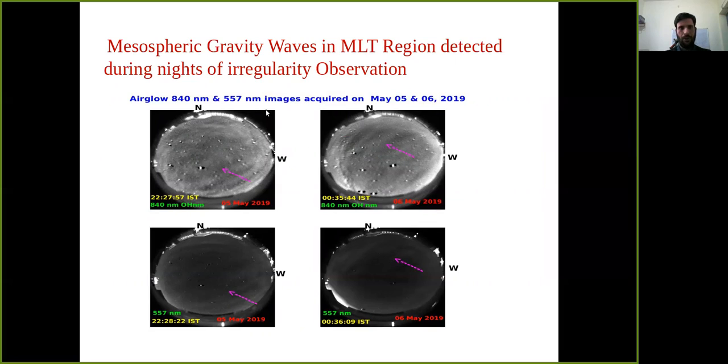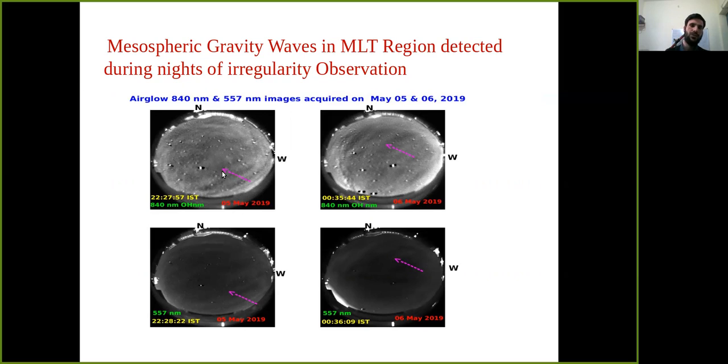So these are the airglow images of 840 and 557 nanometer. The top one is for 5 May, the 840 nanometer image at 86 kilometer altitude, and this is the 557 nanometer image, after some time, at 97 kilometer. From these images, we can see that the gravity waves are seen.